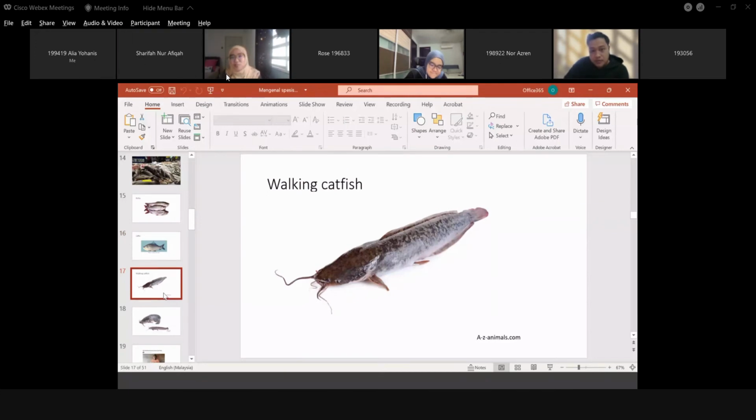I think you are more expert at this. This is the walking catfish. Locally, I think it's called keli bunga. Am I right? I hope I'm right.